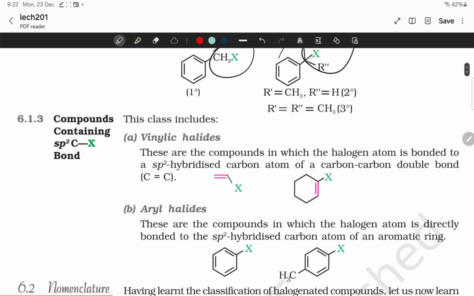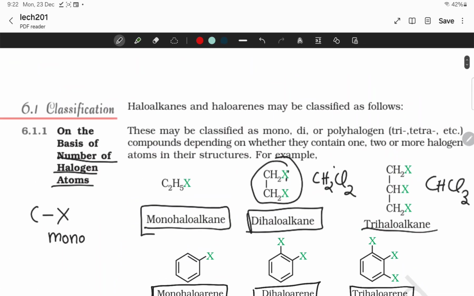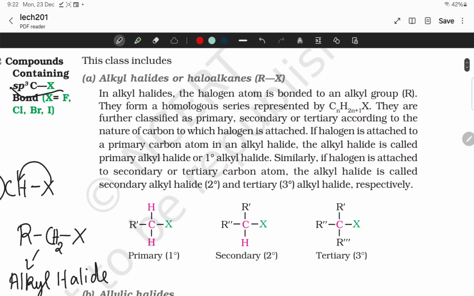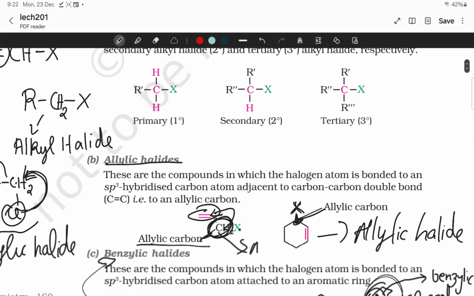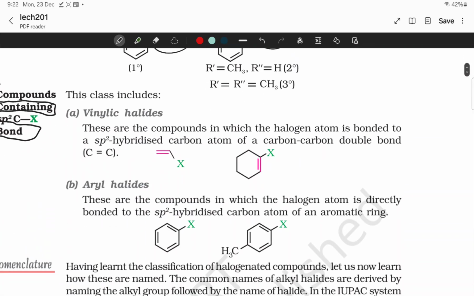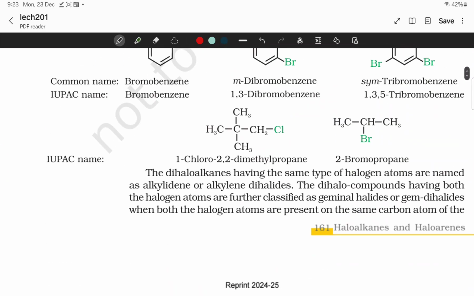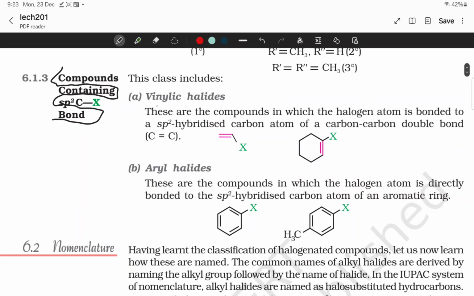Now that's over. Now we are coming to compounds containing sp2-CX bond. Very important. Here we discussed compounds containing sp3-CX bonds, right? Because here, look, allylic halide also has sp2, benzylic also has that. Let it be there. Now vinylic halide.